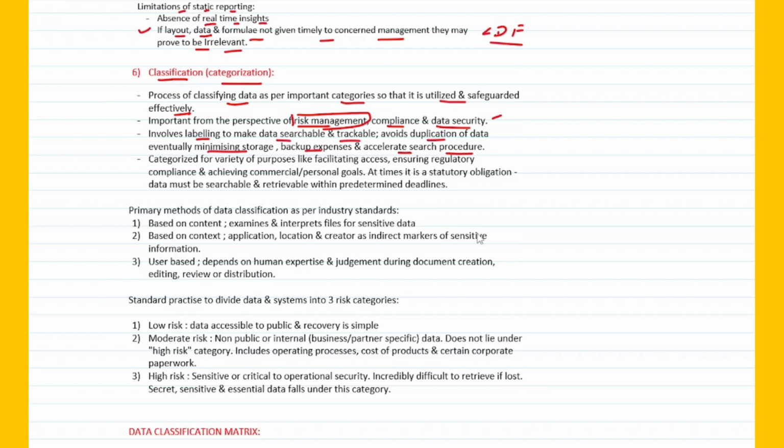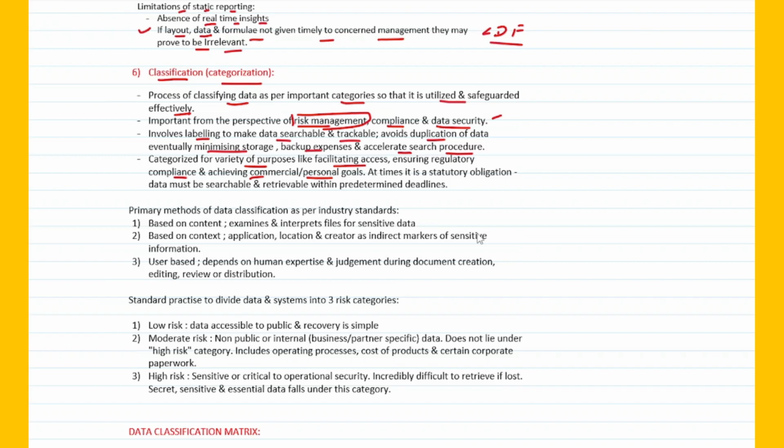Okay, then you talk about categorizing for a variety of purposes. Now what are these purposes? Facilitating access. If someone needs to have access, categorization is very important. It also ensures regulatory compliance and achieving commercial or personal goals. So if there is any regulatory compliance that needs to be taken care of, classification is important, and it also helps you achieve the commercial and personal goals.